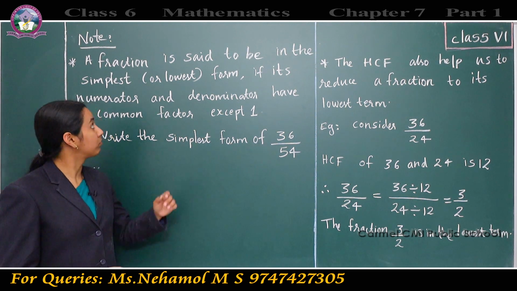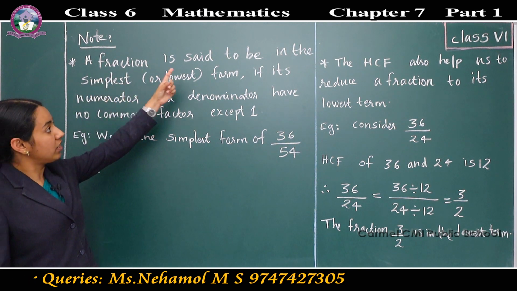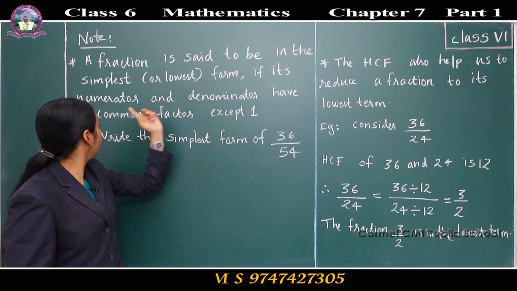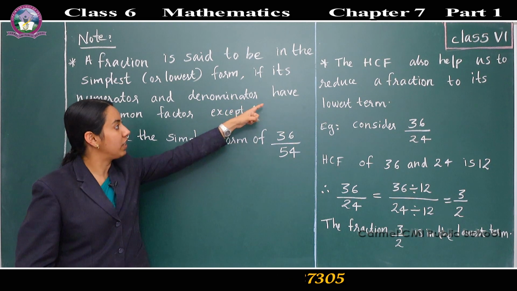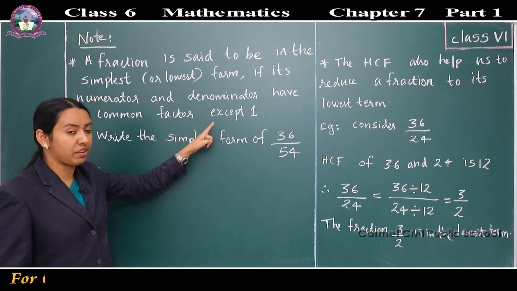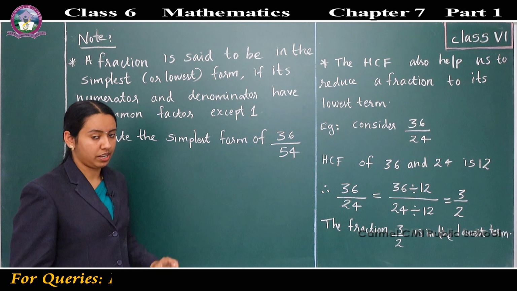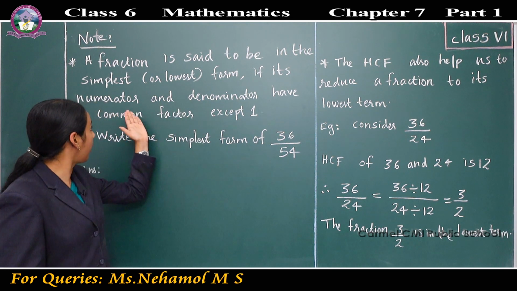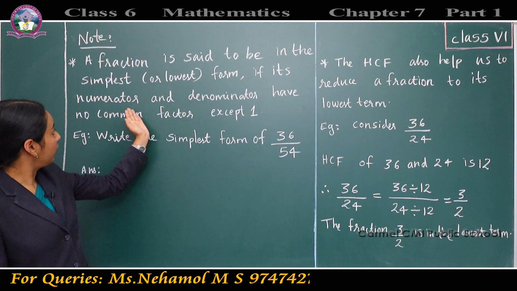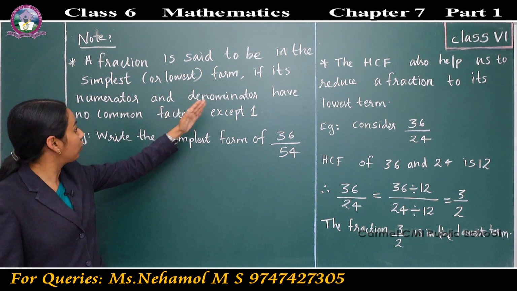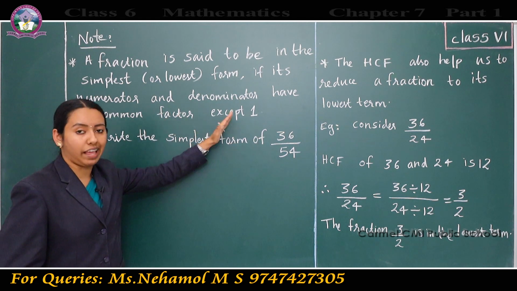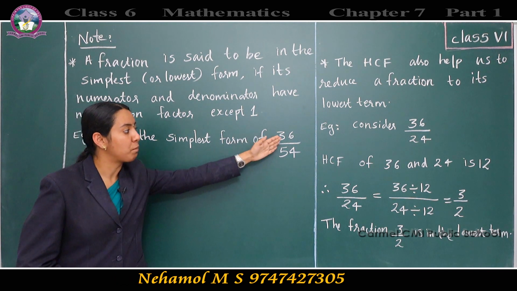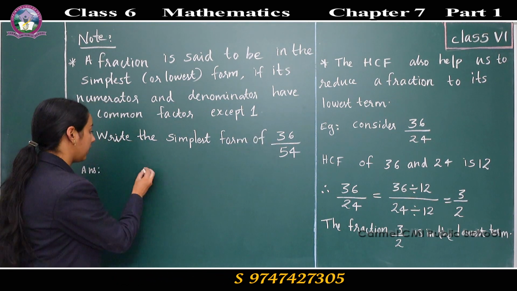Next one, note. First point, a fraction is said to be in the simplest or lowest form if its numerator and denominator have no common factor except 1. Consider an example. Write the simplest form of 36 by 54.